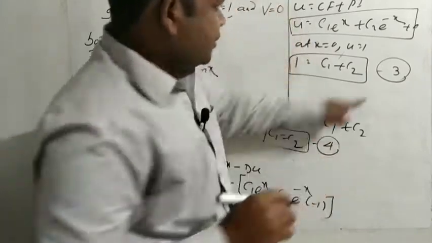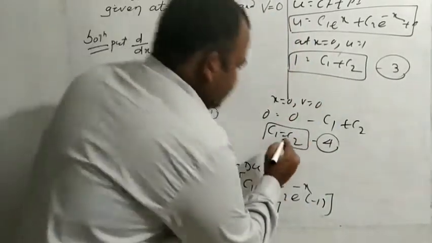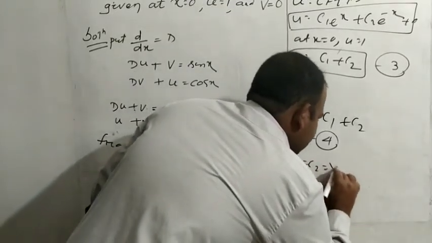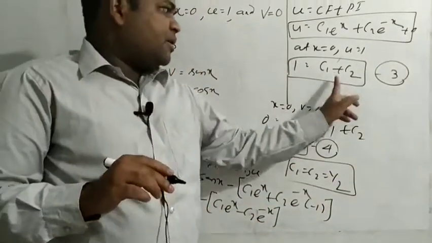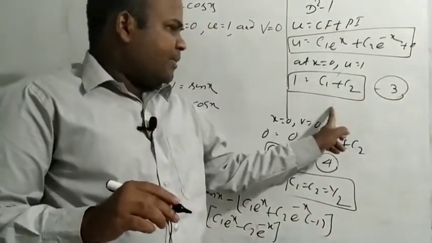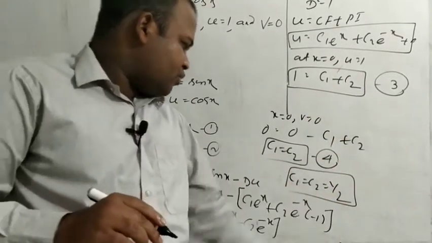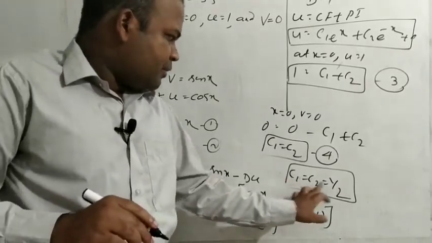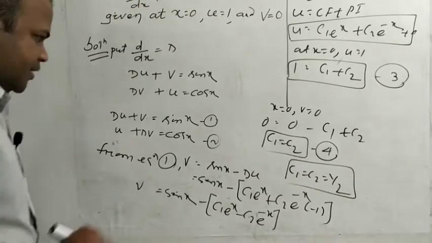So from equation number 3 and 4, c1 plus c2 equals 1 and c1 equals c2. That means c1 equals c2 equals 1 by 2. Okay. Because c1 plus c2 equals 1, or 1 by 2 plus 1 by 2 equals 1. So hence c1 equals c2 equals 1 by 2. So put the value of c1 and c2 in the value of v.